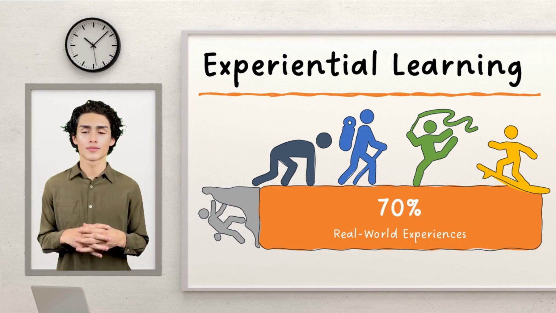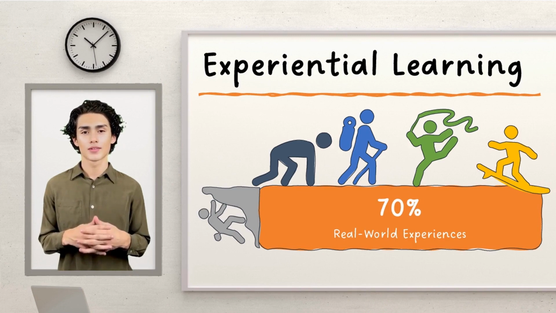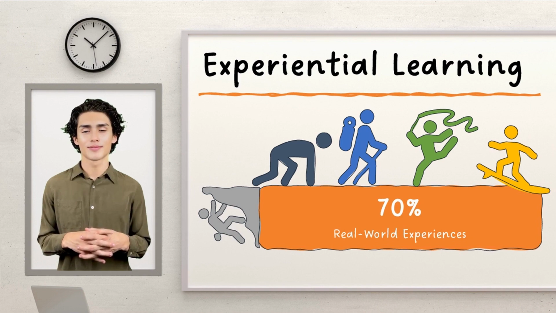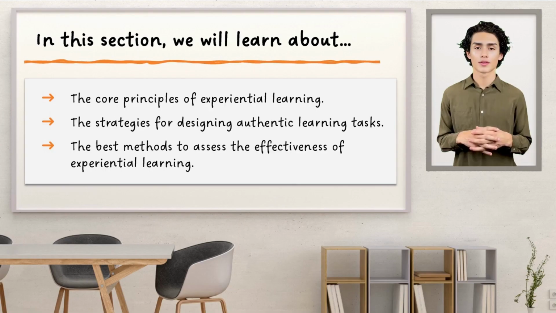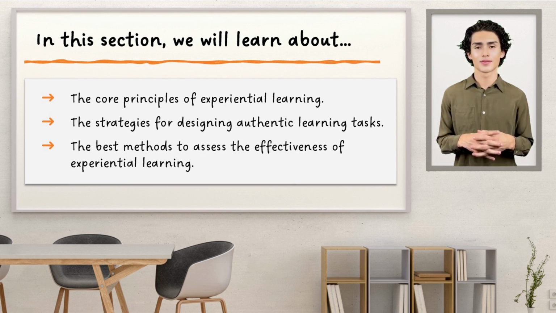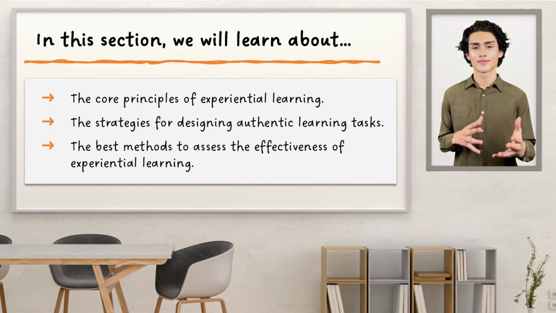In this section, we will focus on the 70% experiential learning component, exploring how to create environments that encourage hands-on learning, problem-solving, and real-world application of skills. We will explain the core principles of experiential learning to understand the foundation of this learner-centered approach. Following that, we will describe the strategies for designing authentic learning tasks, which are crucial for real-world skill application and problem-solving. Lastly, we'll determine the best methods to assess the effectiveness of experiential learning, ensuring that the learning outcomes align with our objectives. Let's get started.